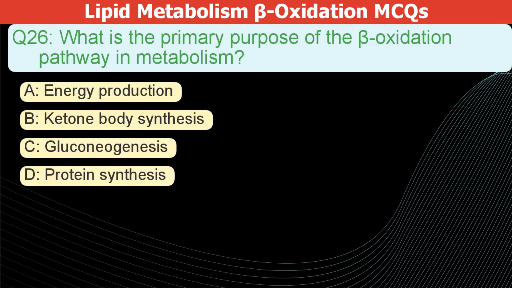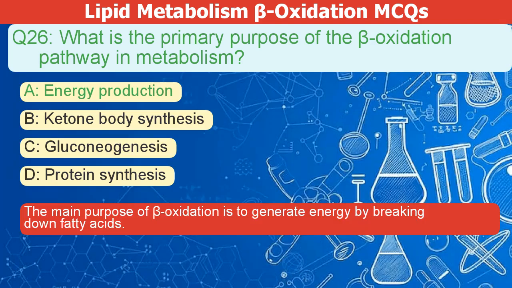What is the primary purpose of the beta-oxidation pathway in metabolism? A. Energy production. B. Ketone body synthesis. C. Gluconeogenesis. D. Protein synthesis. The correct answer is A. The main purpose of beta-oxidation is to generate energy by breaking down fatty acids.